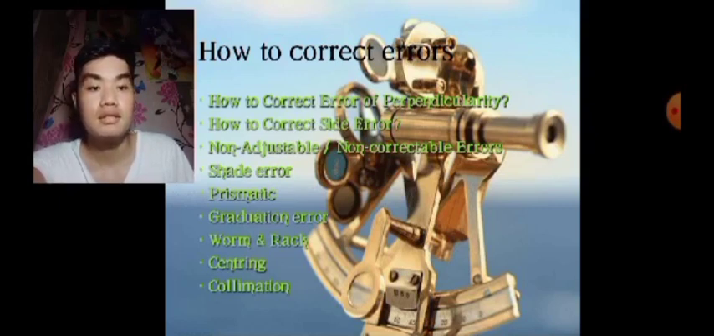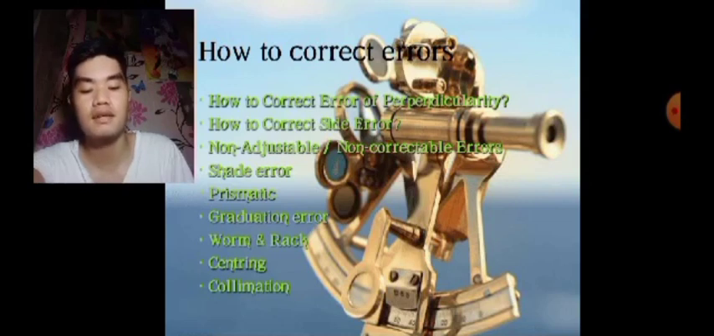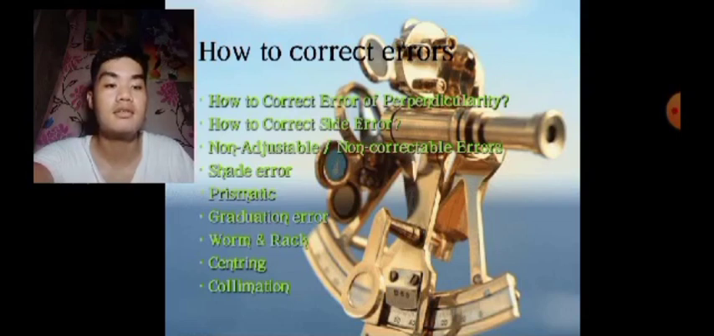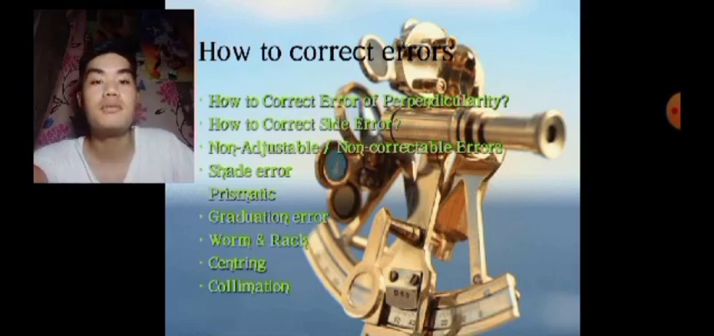Next is worm and rock, which is damage to the gearing rock. Next is the centering error. Centering error is when the pivot of the index arm is not at the center of the curvature of the arc. Last is the collimation error. Collimation error is when the axis of the telescope is not parallel to the plane of the instrument.